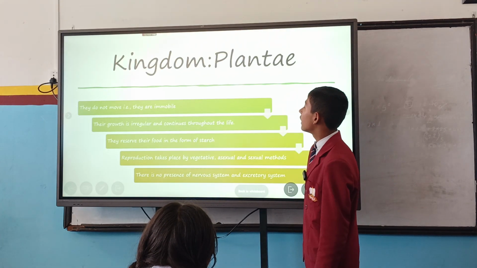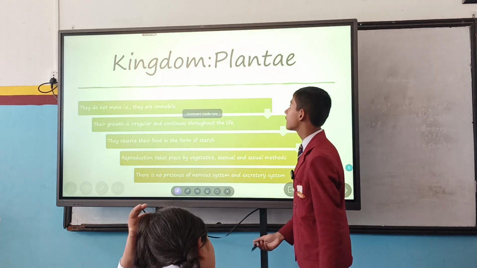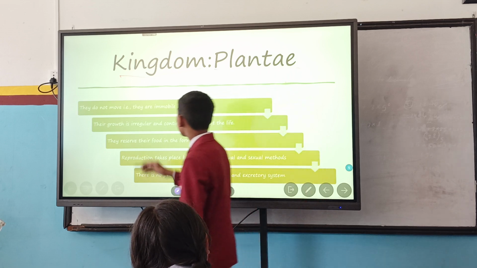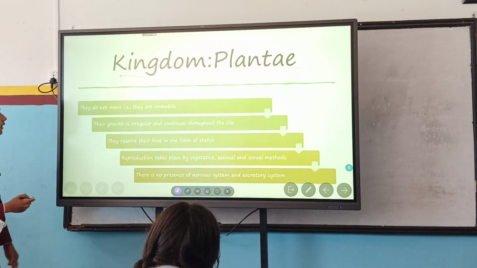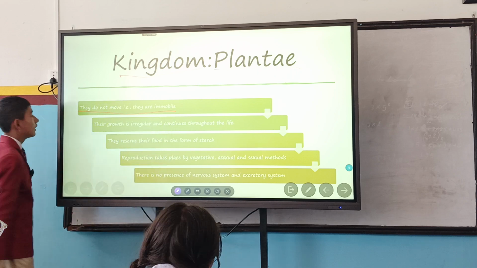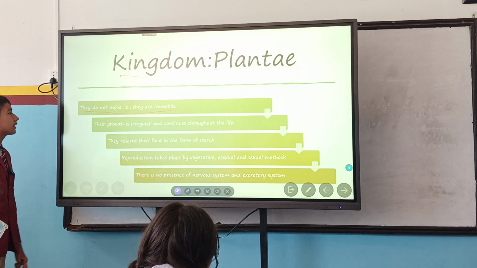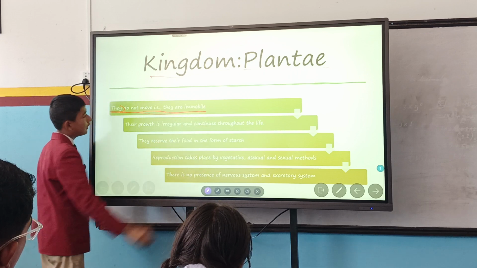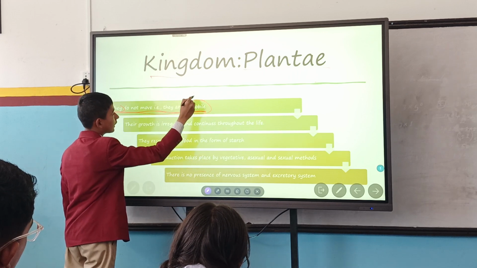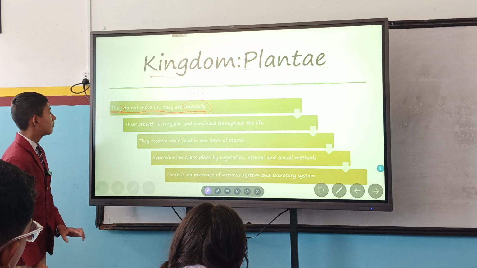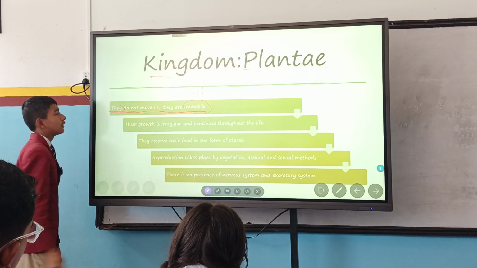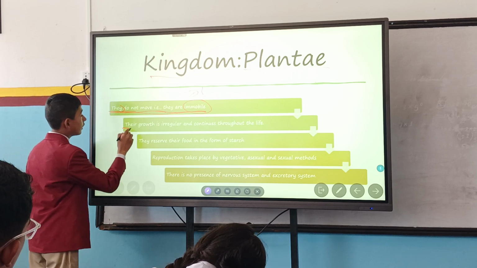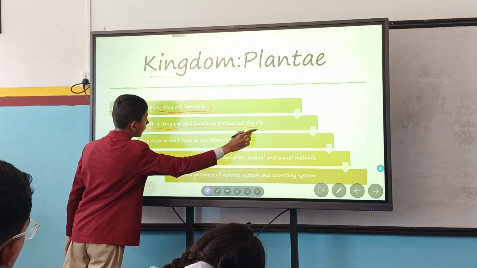the fourth slide, yes. And here the last slide is given about kingdom Plantae. So it's given here, it's not the introduction, but it's about the characteristics and features of it. So it has given some characteristics, and it says they do not move, that is, they are immobile. Immobile means they cannot move, they stay in their own singular place. And they do not move means they cannot transport from one place to another place by their own. Their growth is irregular and continues throughout life.